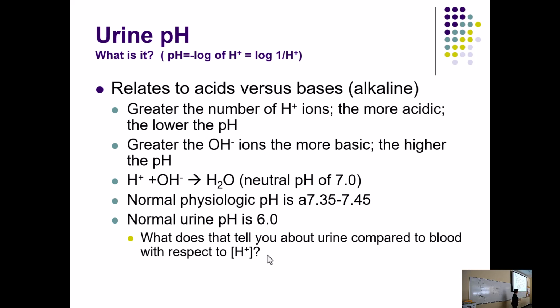Normal physiologic pH, so in the body, our normal pH, remember we talked yesterday, that tiny little area, 7.35 to 7.45, narrow range. This super narrow range is what we have to keep in to keep our body functioning well. You can go into acidosis or alkalosis if you do not keep it within that tight little range. You'll learn a lot about that when you get to chemistry. Normal urine pH runs about 6.0, a little on the acidic side. So what does that tell you about urine compared to blood with respect to hydrogen ions? More hydrogen ions in the urine compared to the blood, correct.